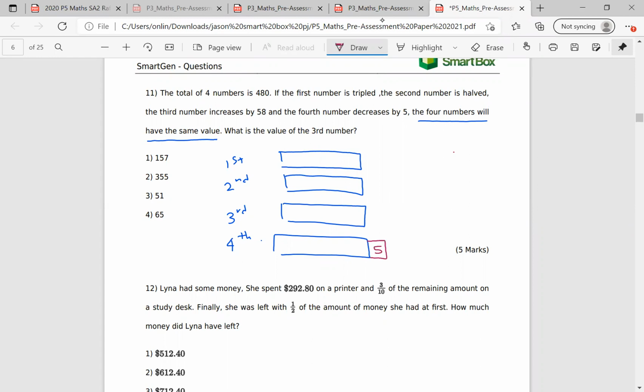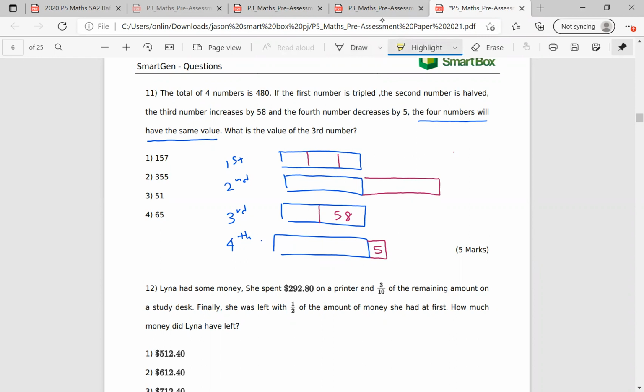And then the third number is increased by 58, so I need to cut inside here, and at first it is here. So this is at first. After that, they say the second is halved, so the second used to have another one here. And the first number is tripled, so at first, the first number should be like that. So let's go and see where the at first is.